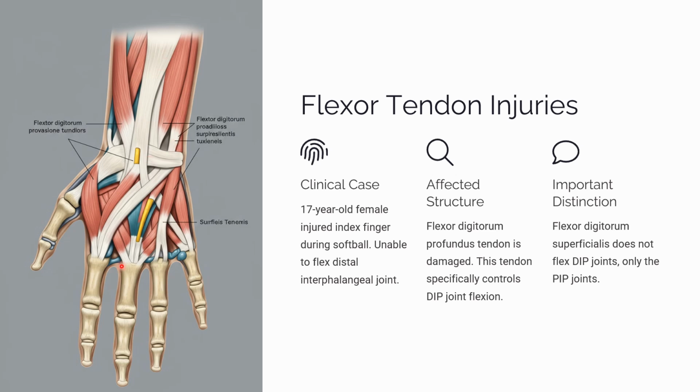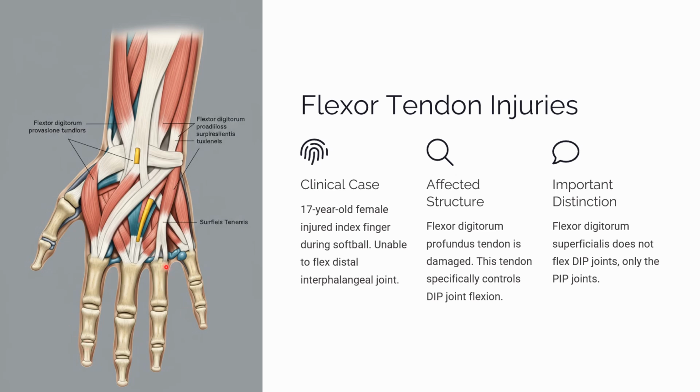This is about flexor tendon injuries. Here I want you to know that there are two major tendons, flexor digitorum profundus and flexor digitorum superficialis. The flexor digitorum profundus is the tendon which will control the distal interphalangeal joint flexion, whereas the flexor digitorum superficialis will not flex the distal interphalangeal joints, but is restricted only to the proximal interphalangeal joints. So profundus is the tendon which comes till the distal interphalangeal and causes the contraction of the distal interphalangeal joints.